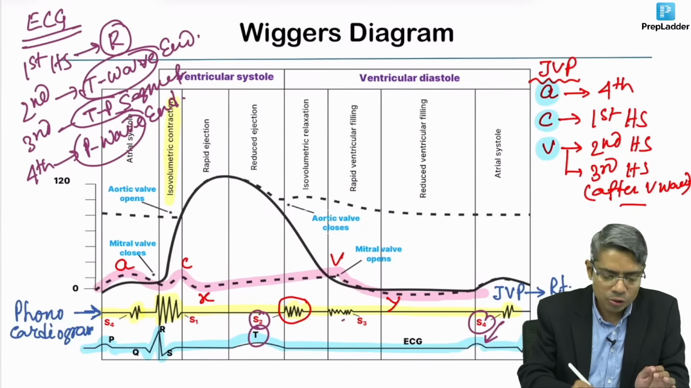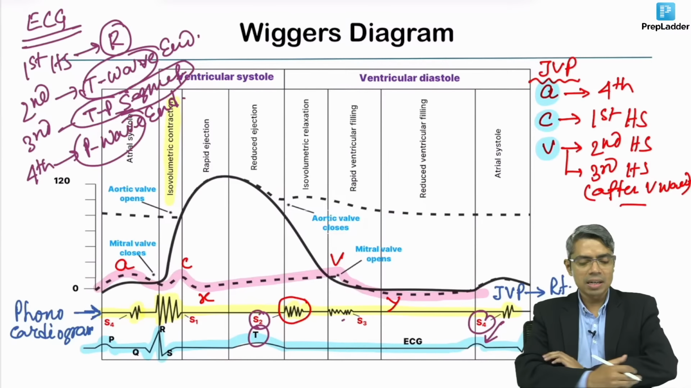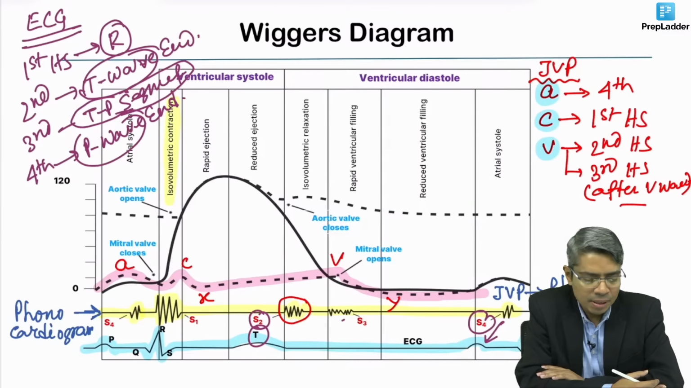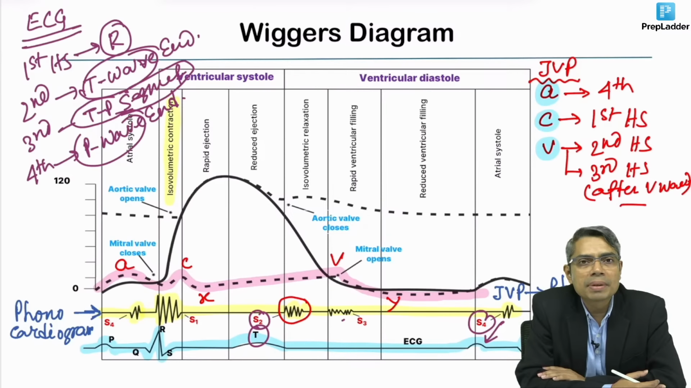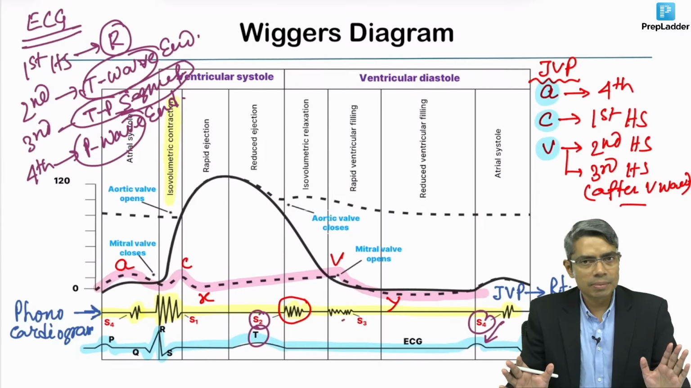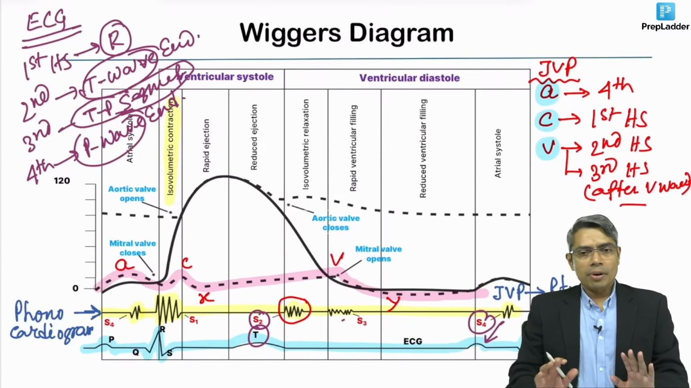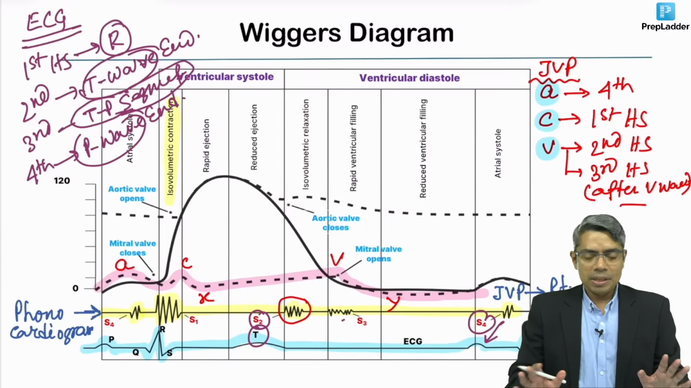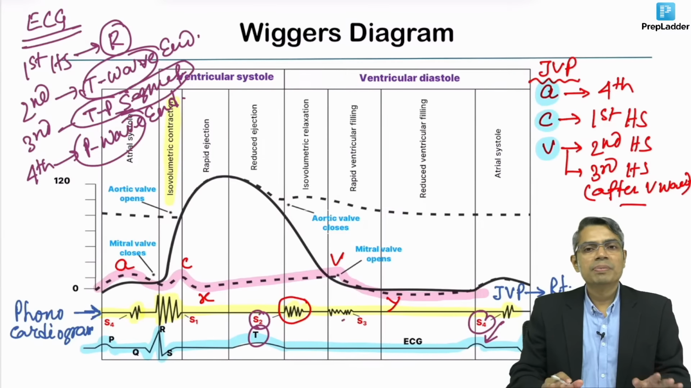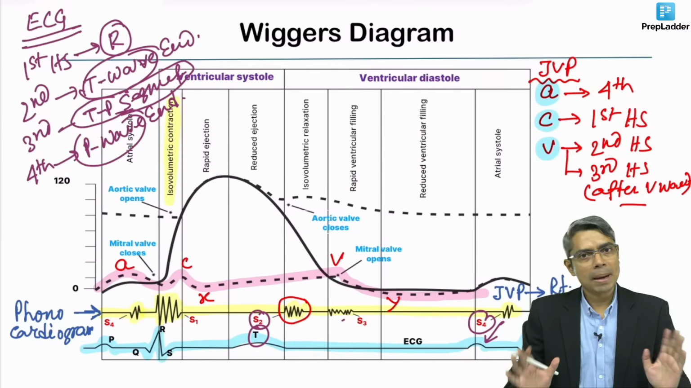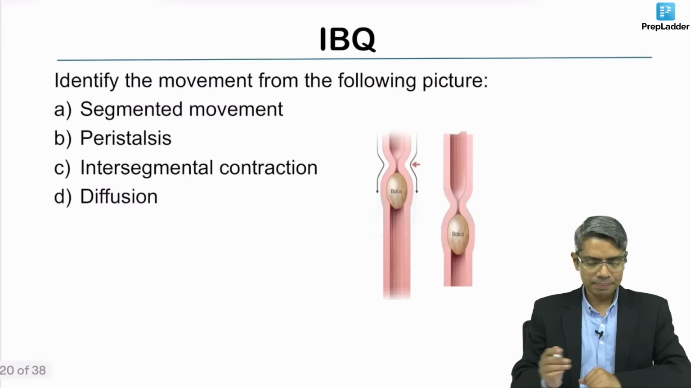Getting my point? So, these are the things that you have to remember. Third heart sound corresponds with the TP segment, fourth heart sound corresponds with the P wave in the ECG, first heart sound with the R wave, second heart sound with the end of the T wave. This is the thing that you have to remember from the diagram at least, because these are the questions which they are giving frequently in MCQ. So, try to remember like this. Am I clear? Okay, next.